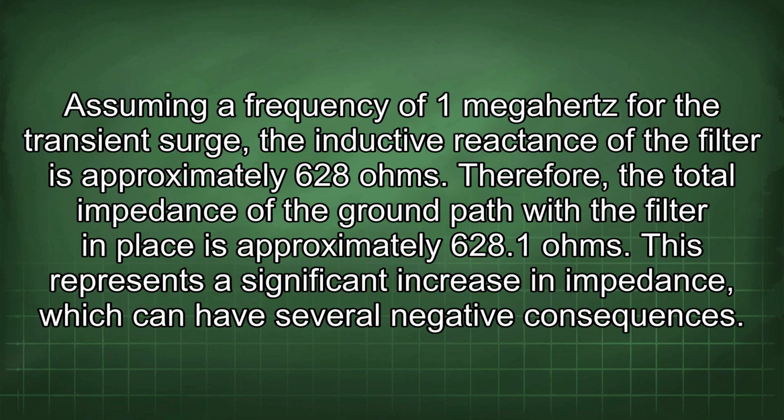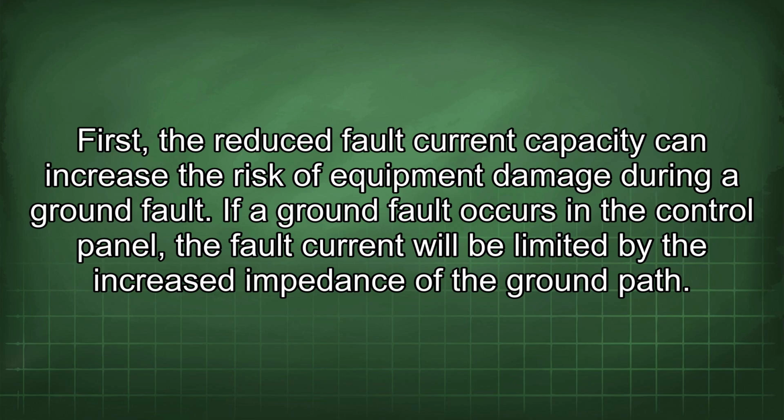Assuming a frequency of 1 MHz for the transient surge, the inductive reactance of the filter is approximately 628 ohms. Therefore, the total impedance of the ground path with the filter in place is approximately 628.1 ohms. This represents a significant increase in impedance which can have several negative consequences. First, the reduced fault current capacity can increase the risk of equipment damage during a ground fault.